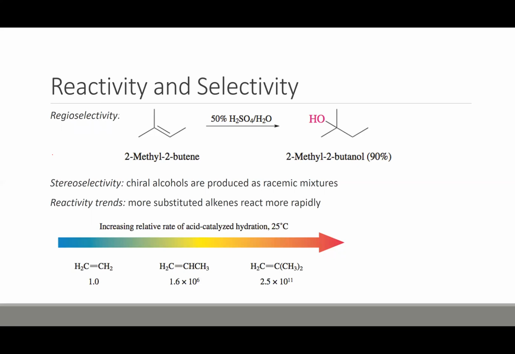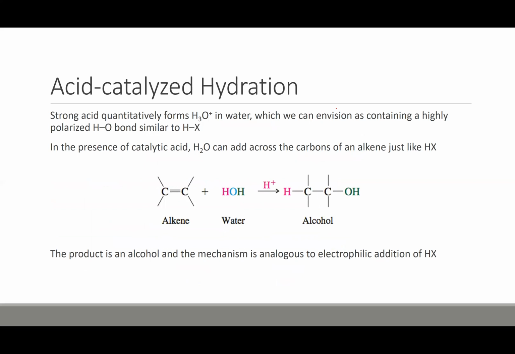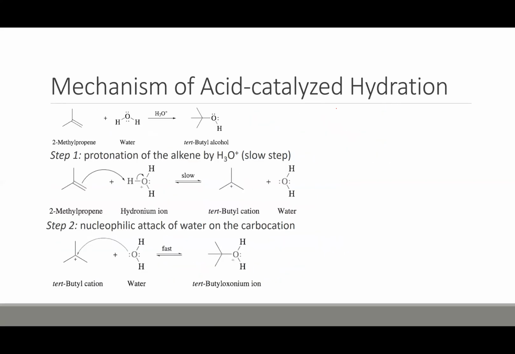So it is going to form the OH on the more substituted carbon when you open up that double bond. So you can see here, if I opened up 2-methyl-2-butene, the OH group would go onto the more substituted carbon, and the hydrogen would go here, making this product. So more substituted alkenes generally react more rapidly for an acid catalyzed hydration reaction.